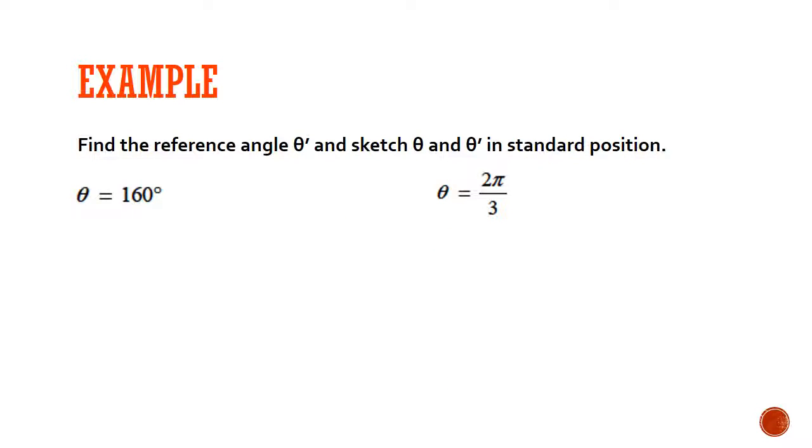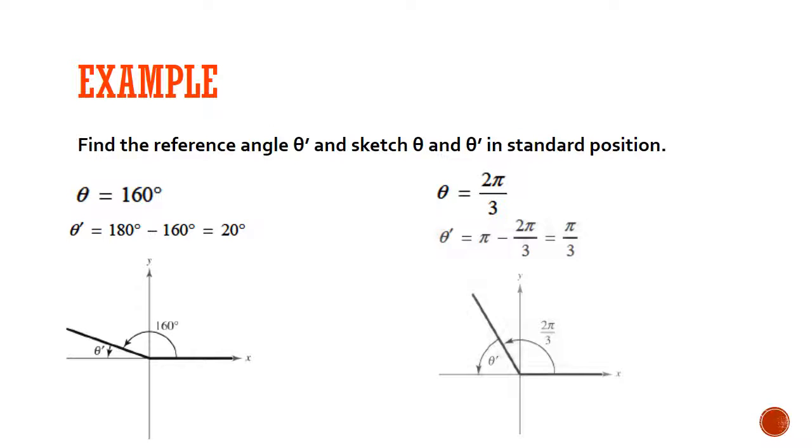Okay, find the reference angle, which is called theta prime. Sketch theta and theta prime in standard position. Pause the recording, give this a try, and resume to check your answer. Okay, for 160 degrees, we are going to have a reference angle of 20 degrees. And for 2 pi over 3, we're going to have a reference angle of pi over 3.